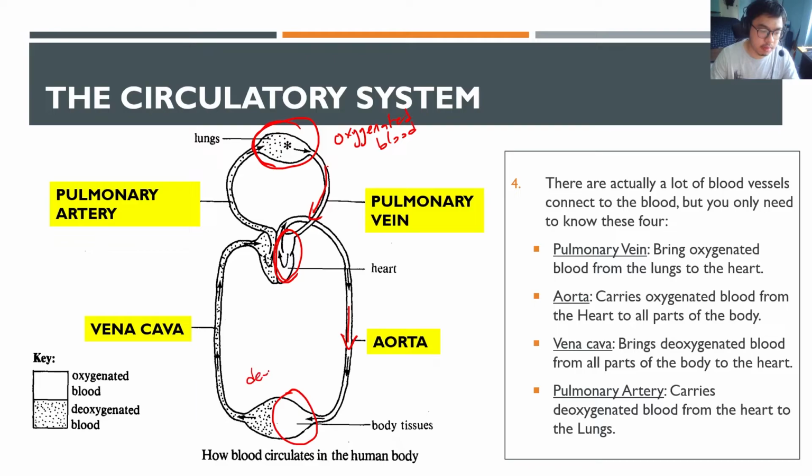So the blood becomes deoxygenated blood, blood without oxygen. Then the blood moves from the body tissues back to the heart through the vena cava, and then from the heart back to the lungs, where it picks up oxygen again, and the cycle repeats again. So that is how the blood flows around the body.